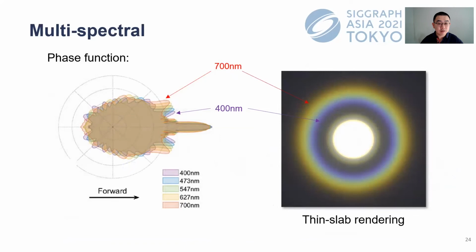Since our technique is derived using microphysical wave optics, it allows generating multispectral parameters based on a single configuration of particle cluster. On the left is a visualization of the phase function at 5 wavelengths. The right image is the corresponding multispectral rendering of a thin slab lit by a small area light from behind. As you can see, the smooth changes in scattering parameters across wavelengths have resulted in a characteristic rainbow-like effect.